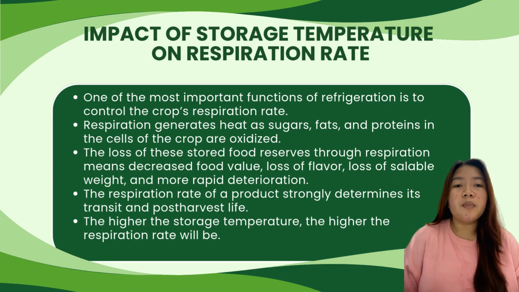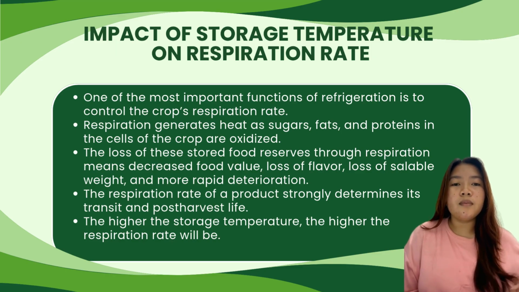Let's look closer at respiration. Refrigeration is used primarily to control this rate. Respiration is essentially the oxidation of sugars, fats, and proteins within the crop cells. This process generates heat. Think of it like a fire. The more it burns, the faster the food reserves disappear, leading to a loss in flavor, nutritional value, and saleable weight. Bitaw, the higher the storage temperature, the higher the respiration rate. If the produce stays hot, it basically eats itself until it's no longer good to sell. This is why keeping the cold chain unbroken is non-negotiable.